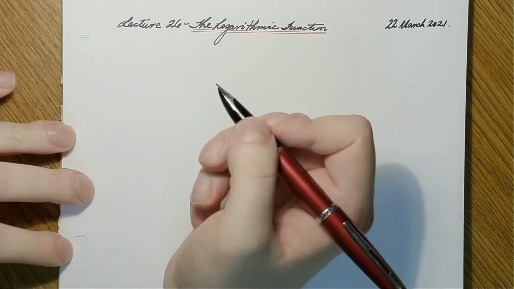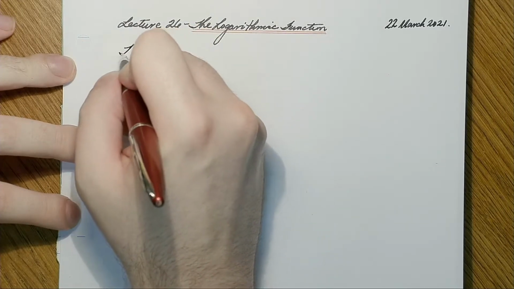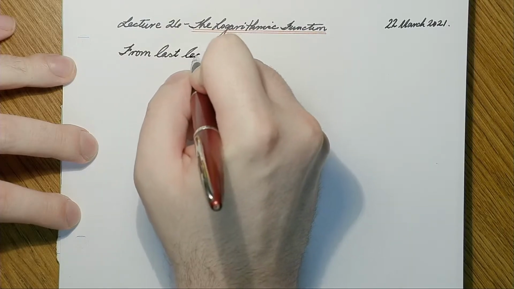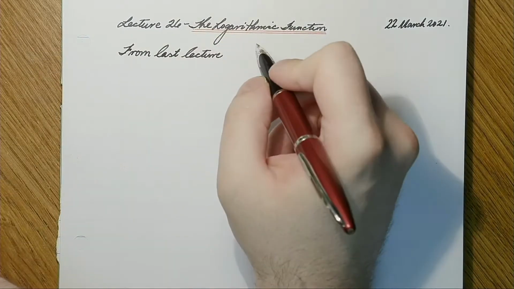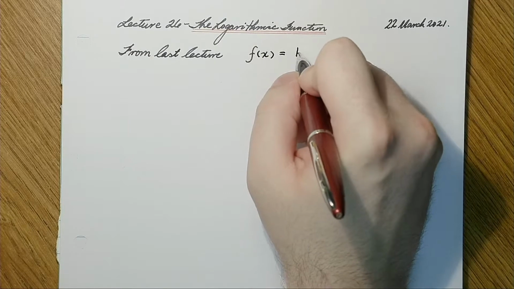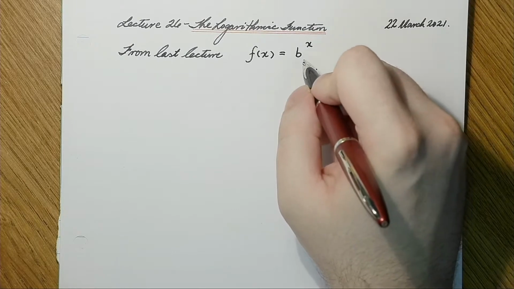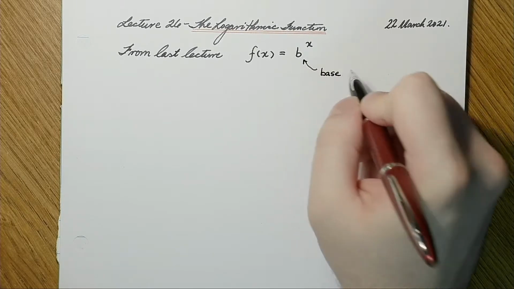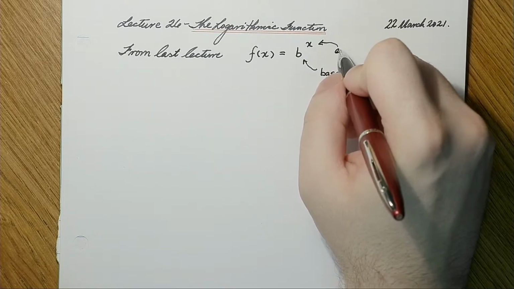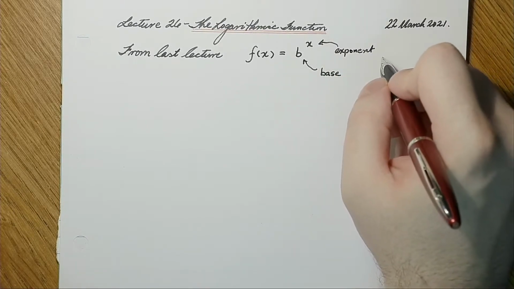Okay. So last time we did the exponential function. From last lecture, we had looked at functions of the form b to the x, and that's where we had this is our base, and this was our exponent. And those are what we called exponential functions.